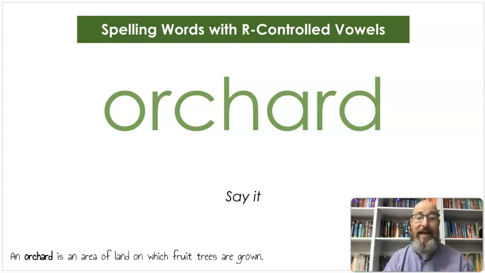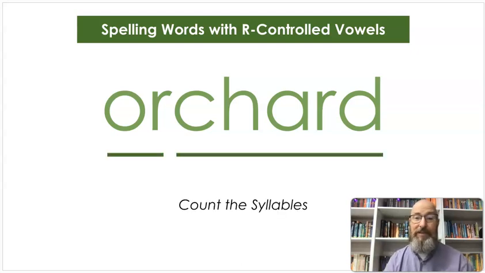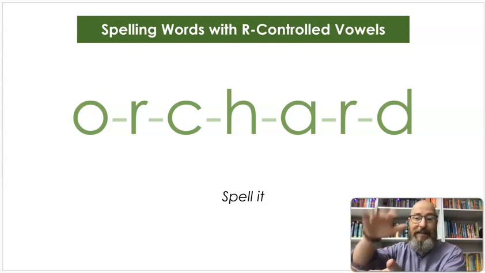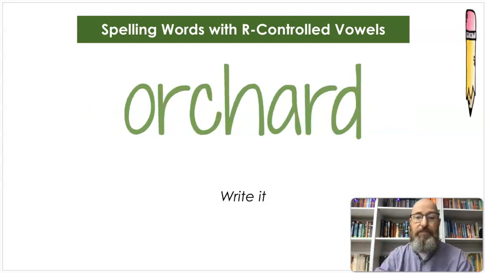An orchard is an area of land on which fruit trees are grown. Let's count the syllables. Orchard. Orchard. Now let's spell it. O-R-C-H-A-R-D. Orchard. And let's write it. O-R-C-H-A-R-D.